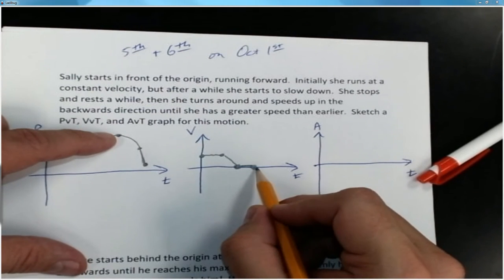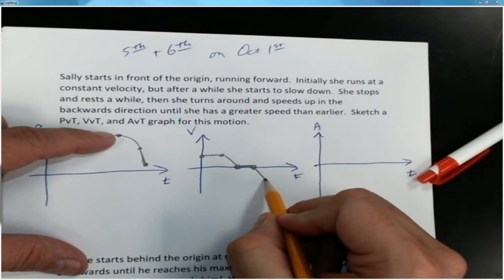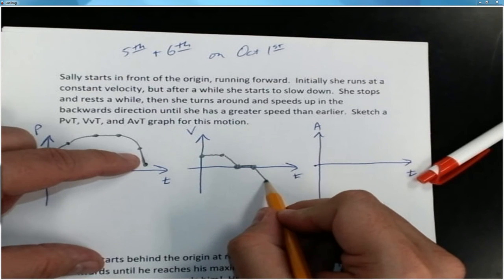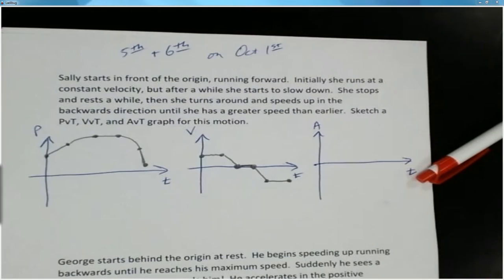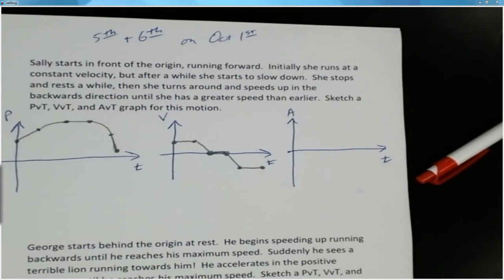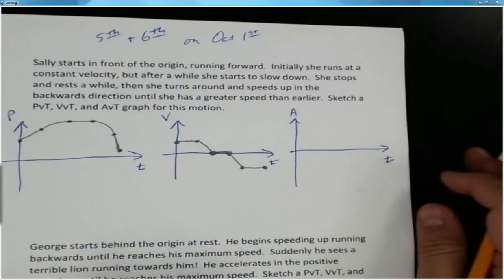Then she speeds up going backwards. So she has a negative velocity that speeds up. Then she moves at a constant negative velocity for a while. So that's her velocity versus time graph, or sketch.